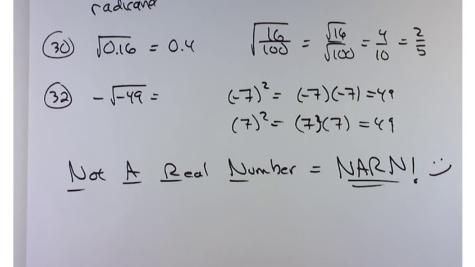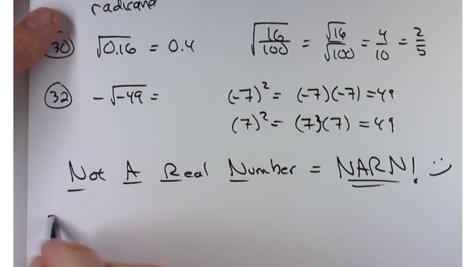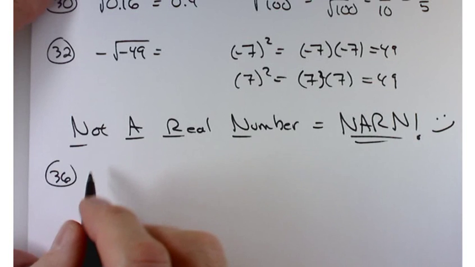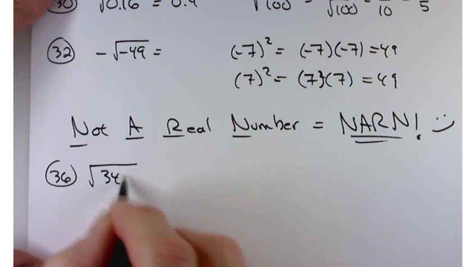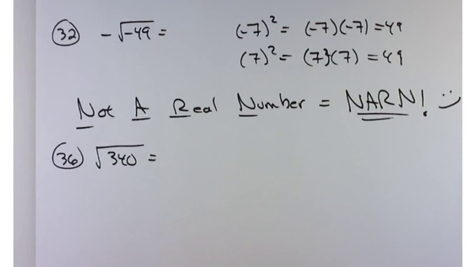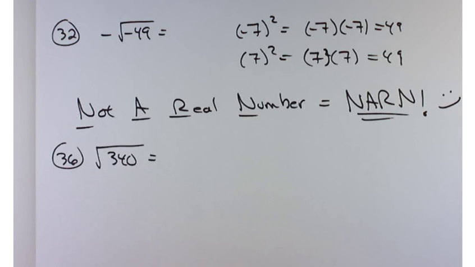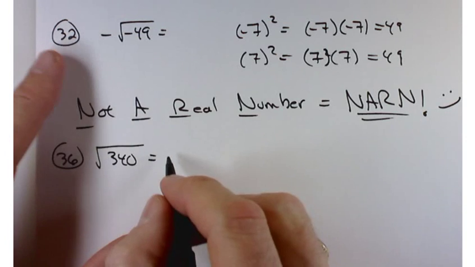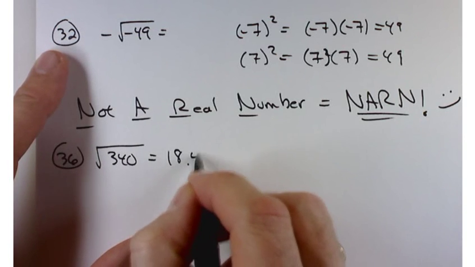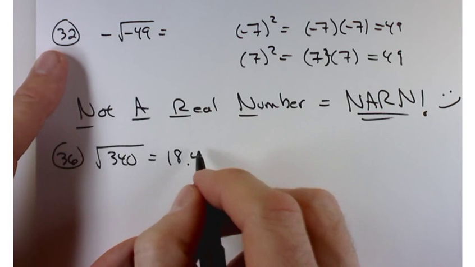For now, let's do a couple more that work with our calculator, and then we'll step it up a little bit of a level. Problem number 36, square root of 340. Now, if I assign a problem like this in class or on a test, I'd really have two goals. One of them is to make sure that you can use your calculator to get square roots. You should get something a little bit above 18. And the other one is to figure out how well you can round numbers.